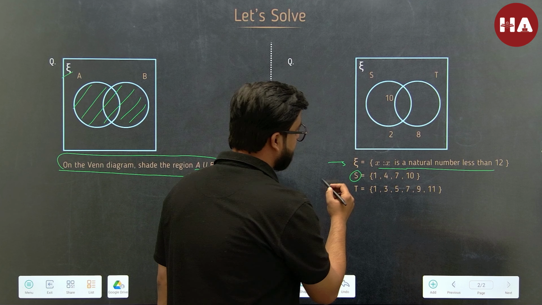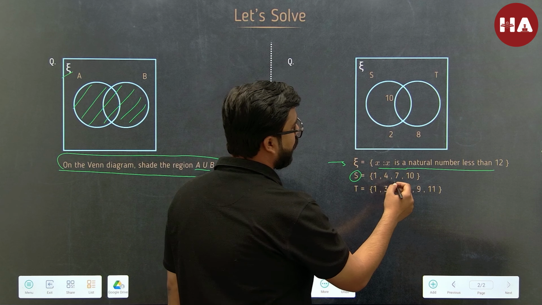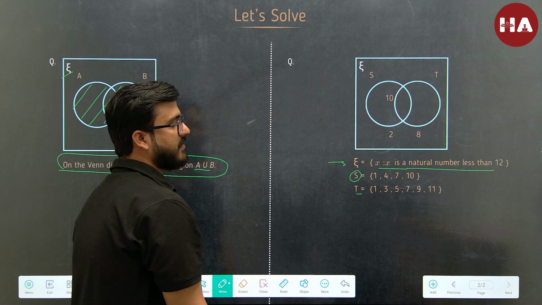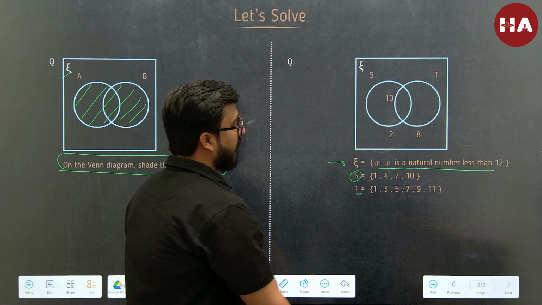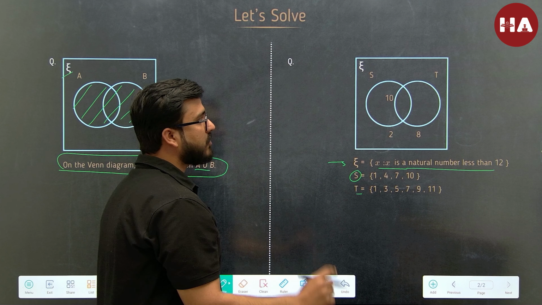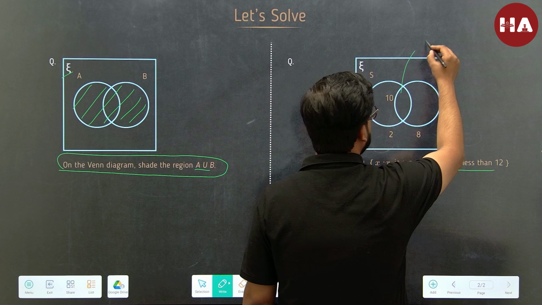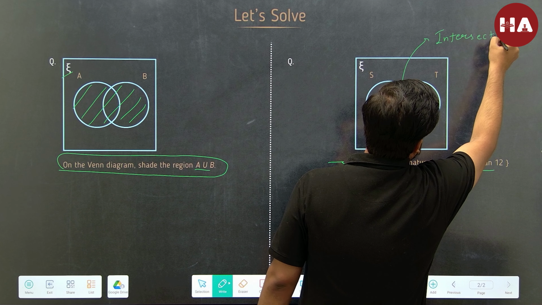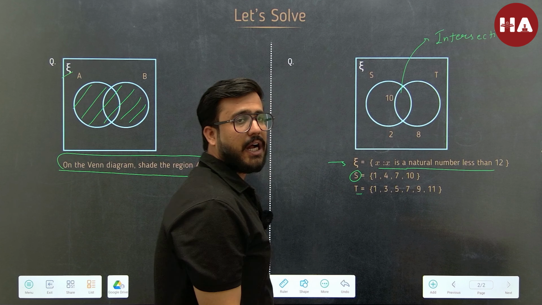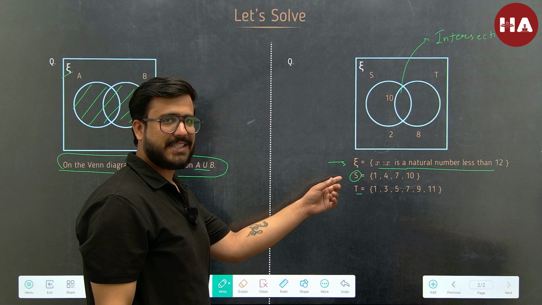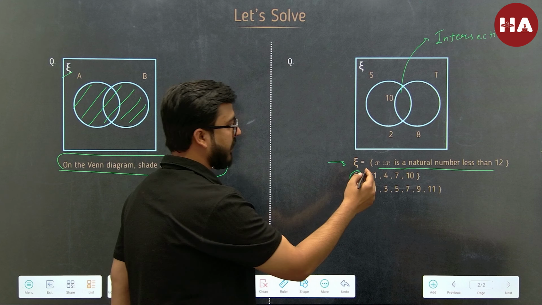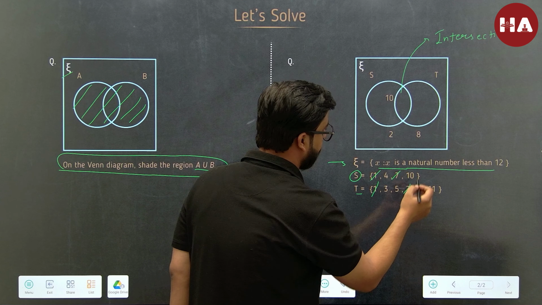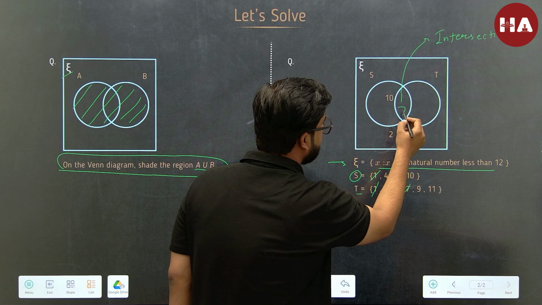Now S is the set that represents the numbers 1, 4, 7 and 10. And similarly, T comprises 1, 3, 5, 7, 9 and 11. So first of all, you have to see what will come in this intersection part. In this intersection part, what things are common in set S and set T? So first I can see that 1 is common and 7 is common. I'll write 1 and 7 here.